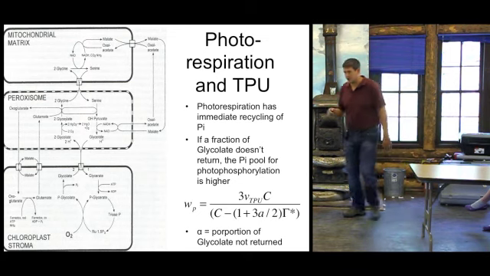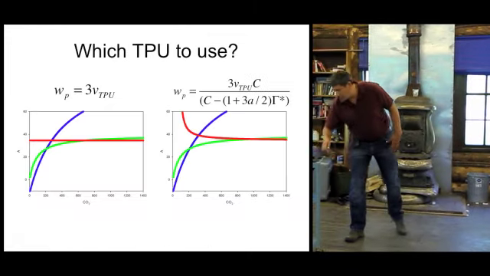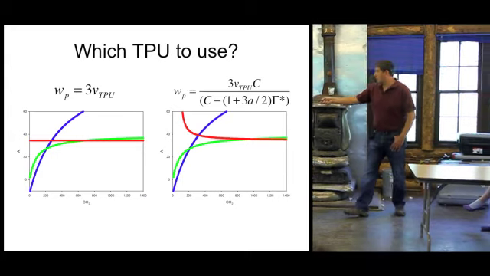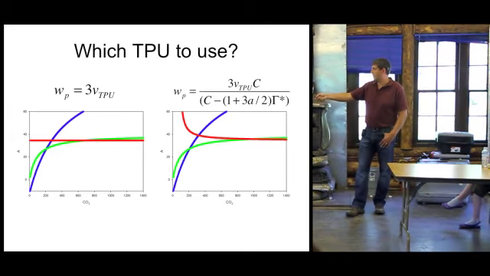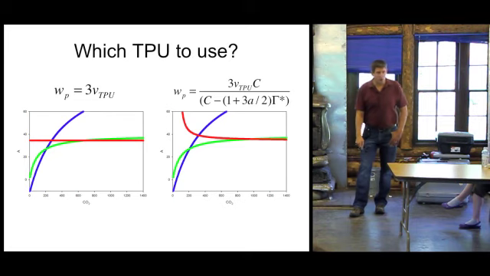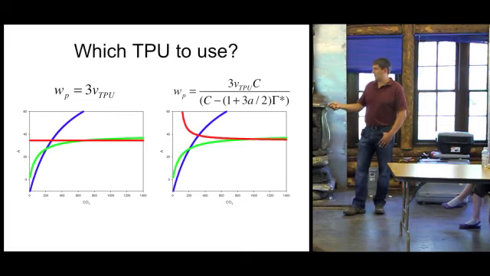Now, you don't have to understand this in mechanistic detail, but just know that if you model the simplified TPU model, it's a straight line under all conditions. If you model the more complex one, it looks something like this. And obviously, you can see it's still dropping here. It doesn't drop that much, which is why most people just opt to model TPU that way, if they model it at all.